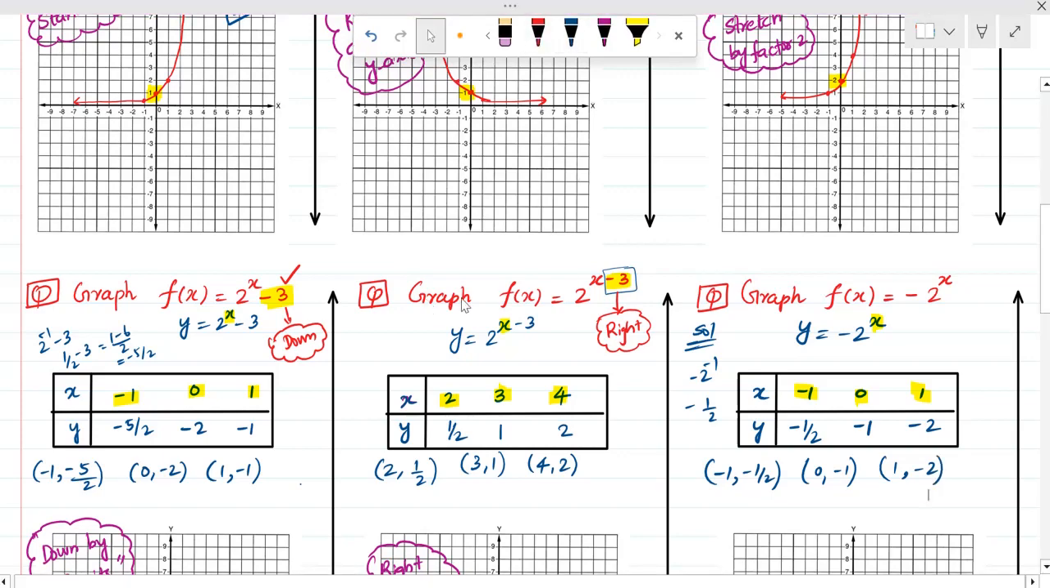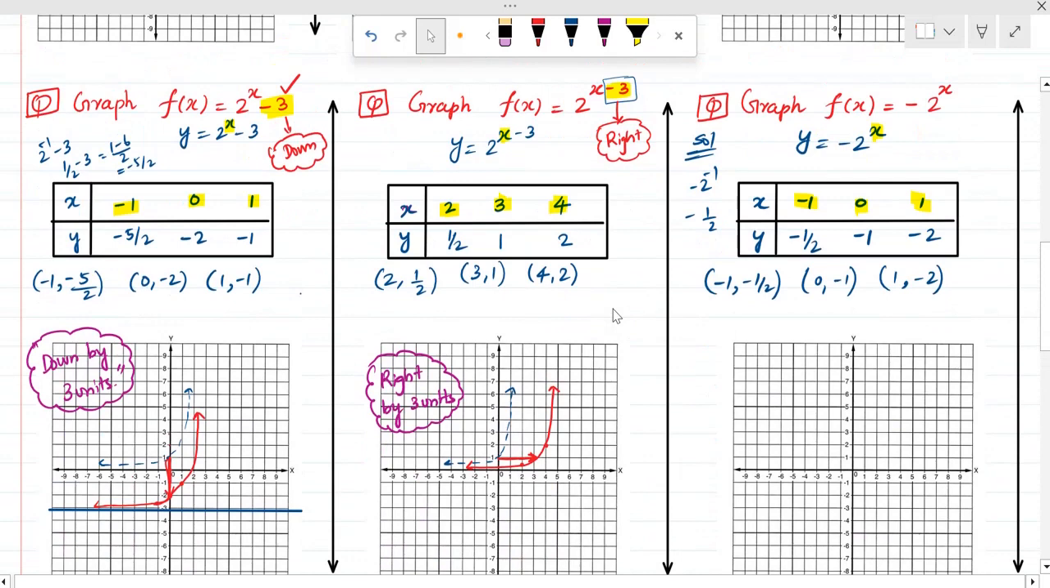Now I just draw the graph here, plotting the points. So first one, minus 1 and minus half, it will be here. Then next, 0 comma minus 1 and 1 comma minus 2. So it is reflecting across the x-axis. Before, the standard graph will be like this. So it is reflecting across the x-axis.